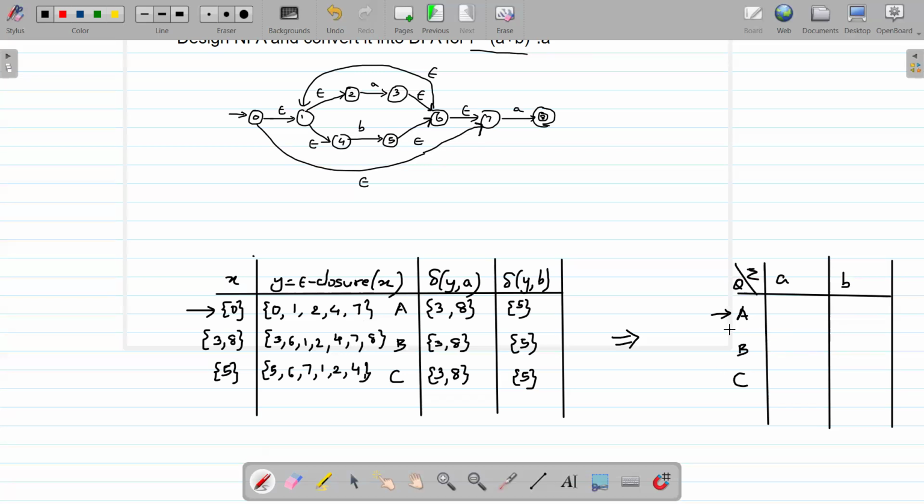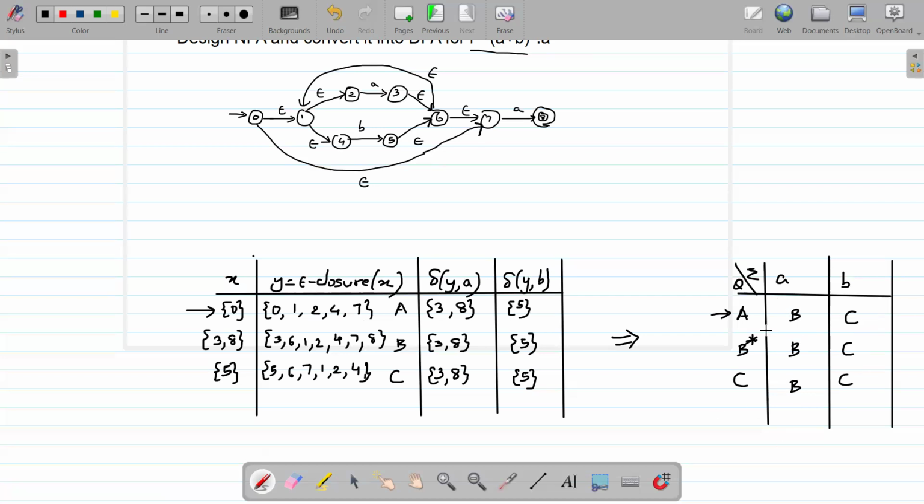Now, how to check for start state and final state? So start state will have, in the epsilon closure, the start state would be there. So A becomes the start state. In final state, epsilon closure, the final state will be included. That is 8 is included in 3 comma 8. So B becomes final state. Now 3 comma 8 is renamed as B. 5 is renamed as C. So we can write here B, C. The transitions remain the same for all the states B, C, B, C. So this is what we are getting.